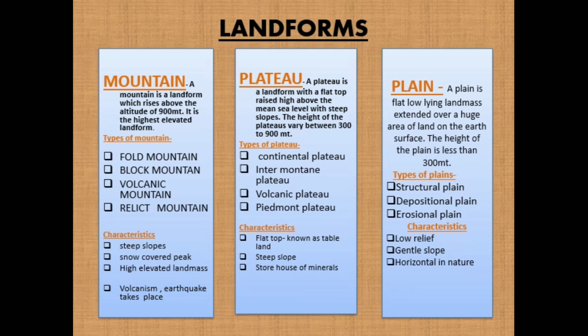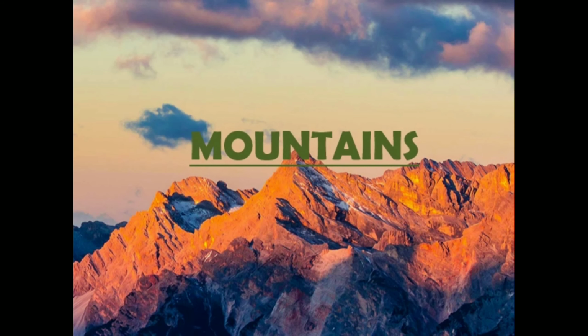Plain. A plain is a flat, low-lying landmass extended over a huge area of land on the Earth's surface. The height of the plain is less than 300 meters. Types of plains: structural plain, depositional plain, erosional plain. Characteristics: low relief, gentle slope and horizontal in nature.